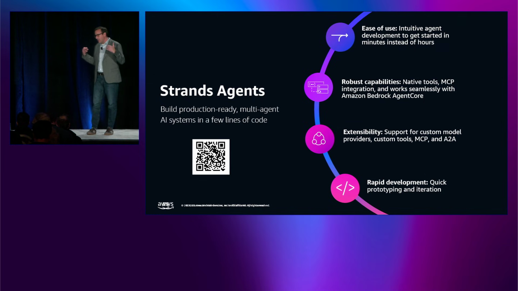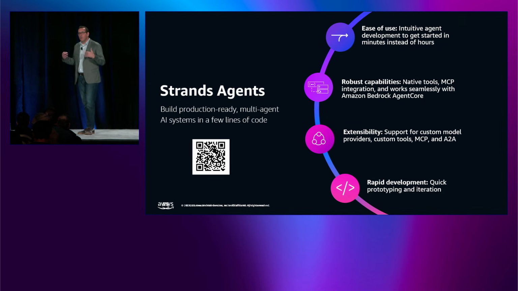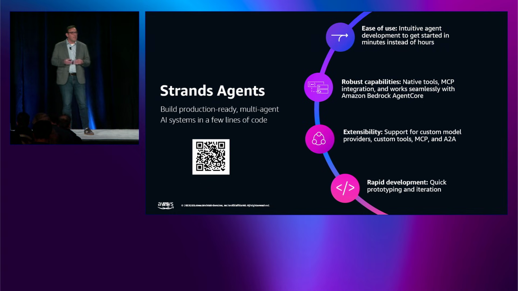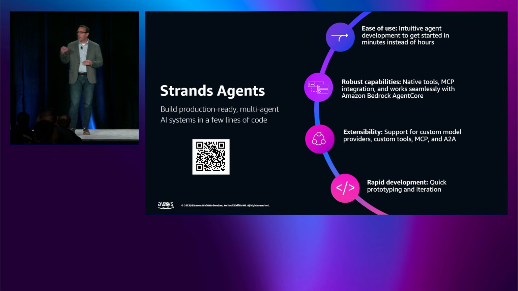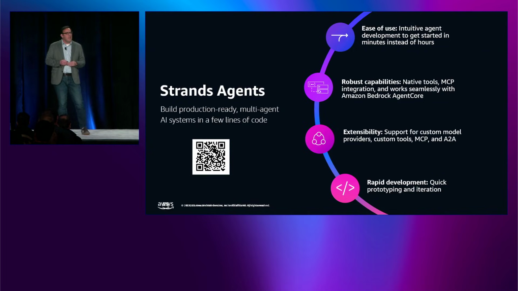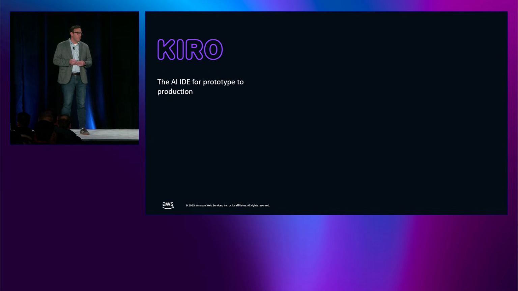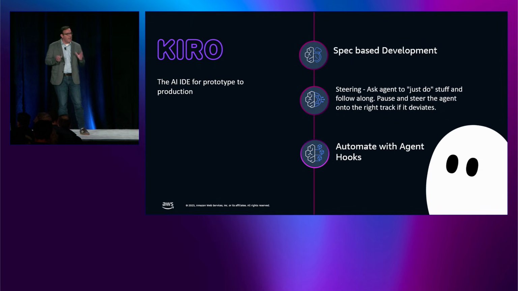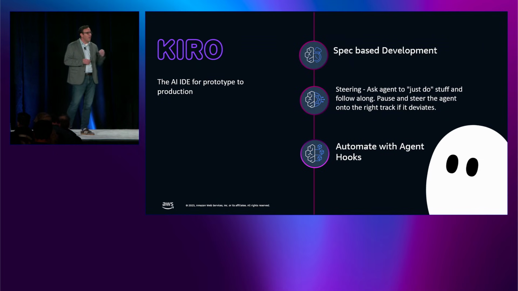So this provided us with a lot of freedom to abstract away the complexity of agent communications to the developer to build these agents quickly. But as we were retrofitting these applications and making them use agents, we still wanted to really leverage AI for the actual coding aspect of it. And so we launched Q Developer, followed by Q CLI. But last year, we released Kiro. Kiro is the AI IDE for bringing prototype to production.